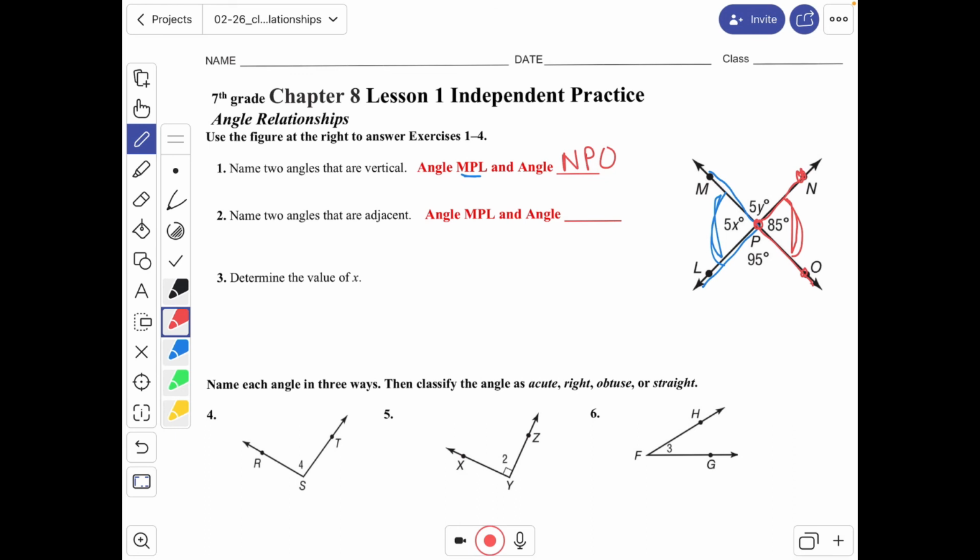Okay, the next question asks for 2 angles that are adjacent. That means they have to be touching each other. And it starts with the same angle, MPL. And which angle, there's 2 that are touching MPL. I'm going to use this one right here. So that's LPO.